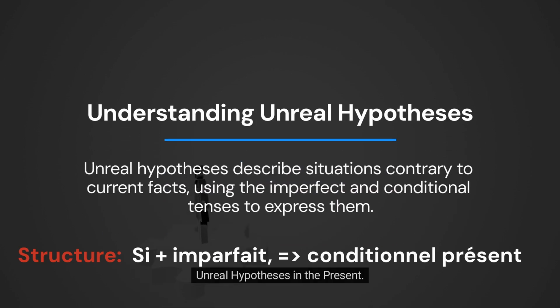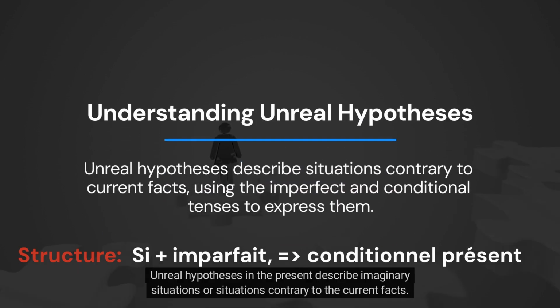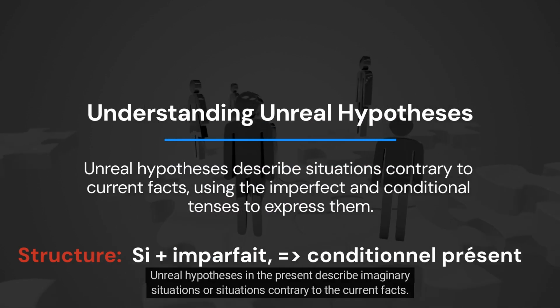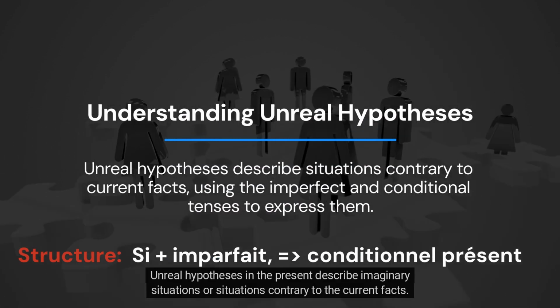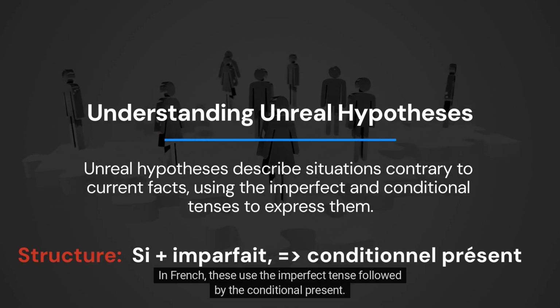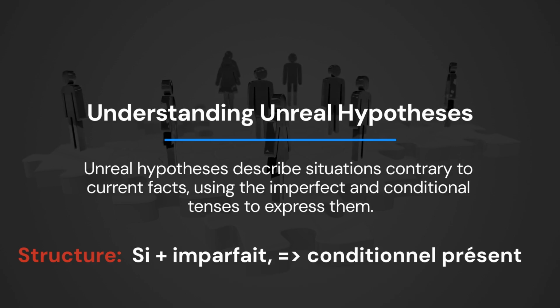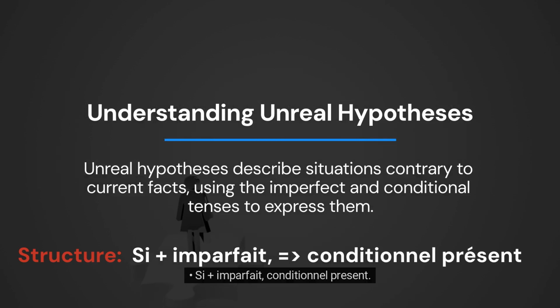Unreal hypotheses in the present. Unreal hypotheses in the present describe imaginary situations or situations contrary to the current facts. In French, these use the imperfect tense followed by the conditional present. Structure: si plus imparfait, conditionnel présent.